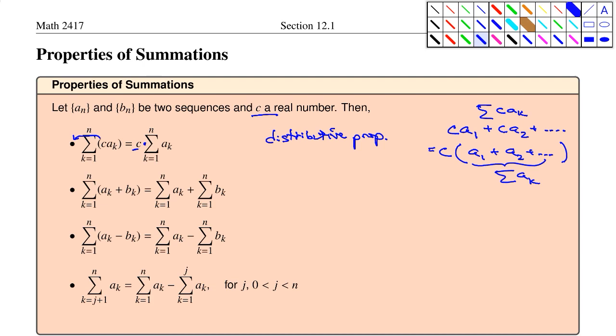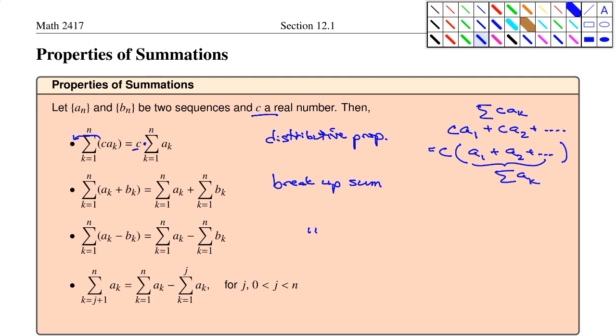The second property says that the sum from k equals 1 to n of a sub k plus b sub k is equal to the sum of the a sub k terms plus the sum of the b sub k terms. So in other words, you can break up the sum by representing them as two different sequences and splitting them off. Same thing here. If they're subtracted, you can break them off.